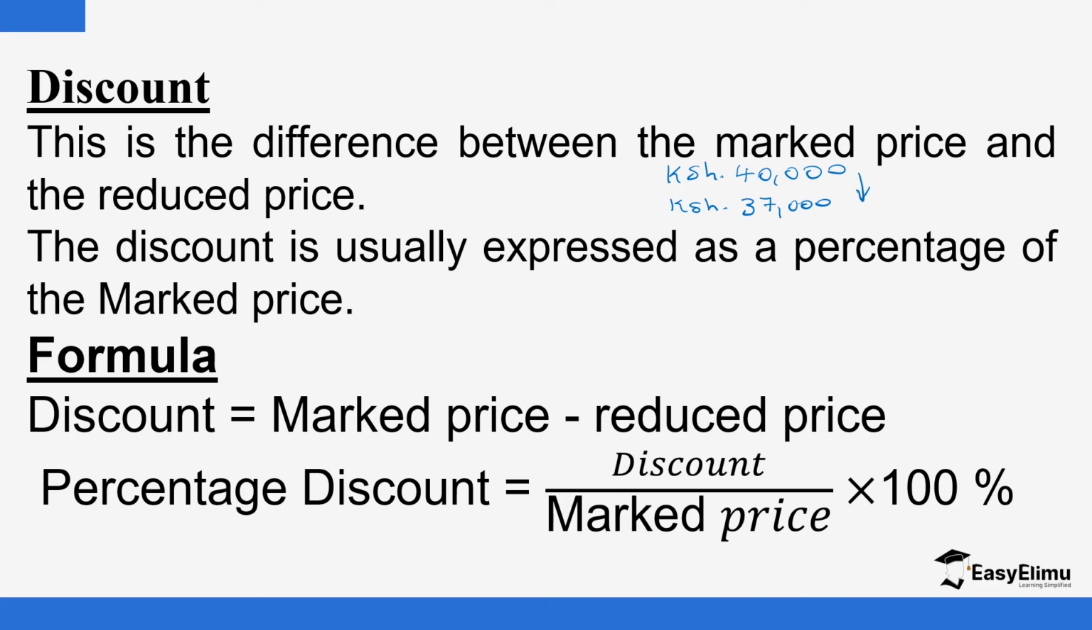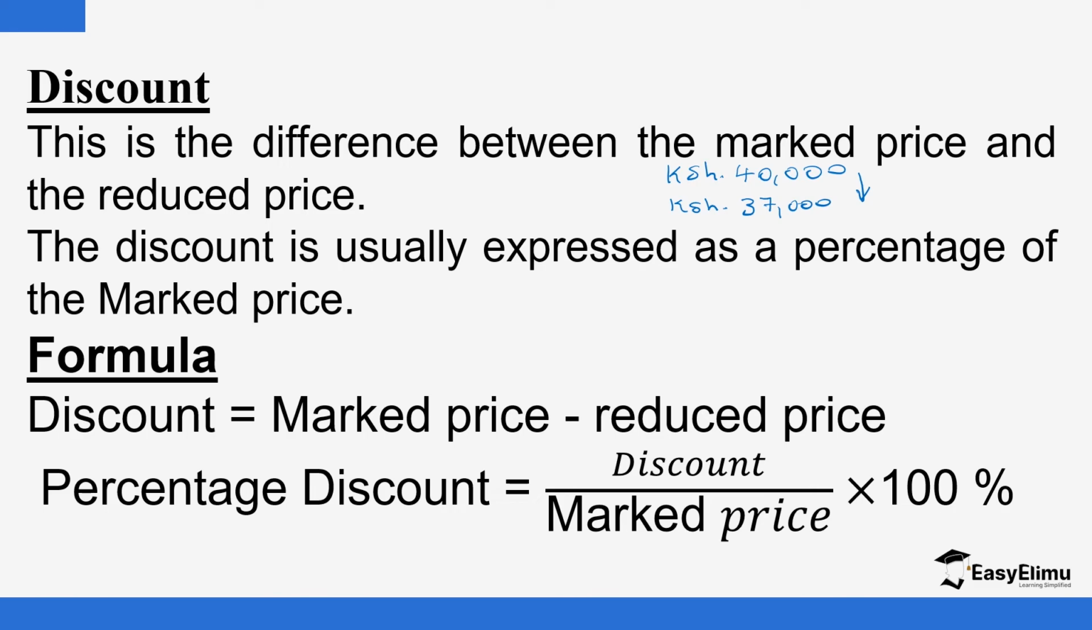This is done to improve on sales, just to make sure that as many customers as possible are buying the item, maybe the item has overstayed on the shelves. So you'd want to encourage more customers to come for this particular item. So you end up reducing the price a little bit from 40,000 to around 37,000. So that difference is what you're calling the discount.